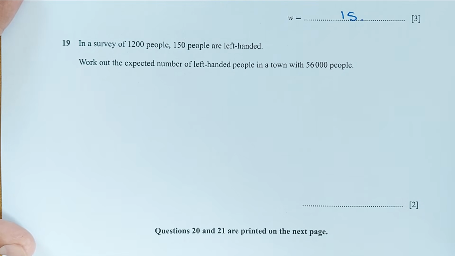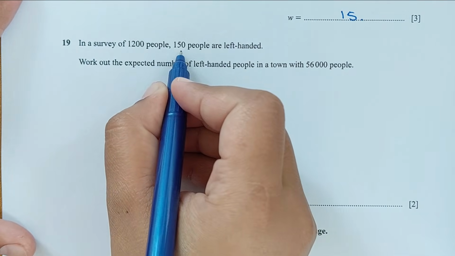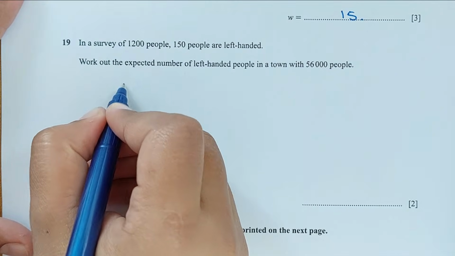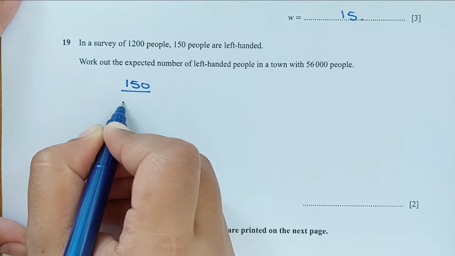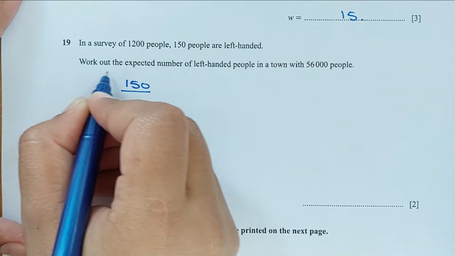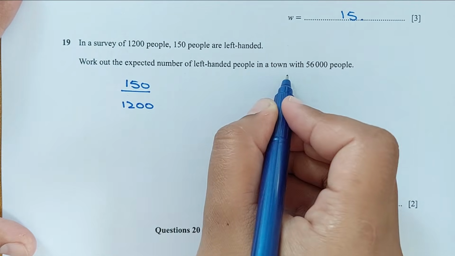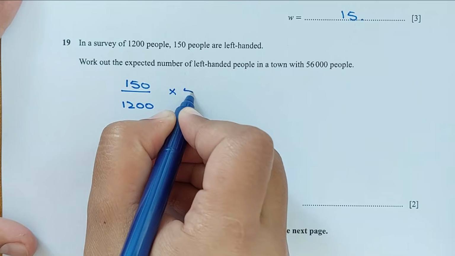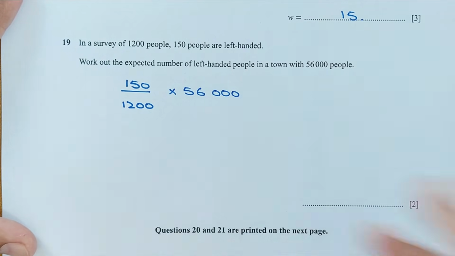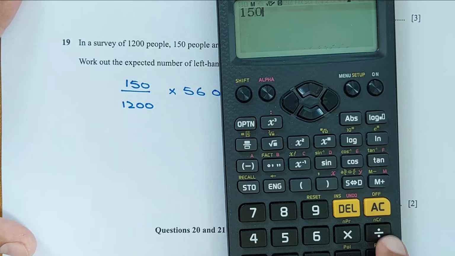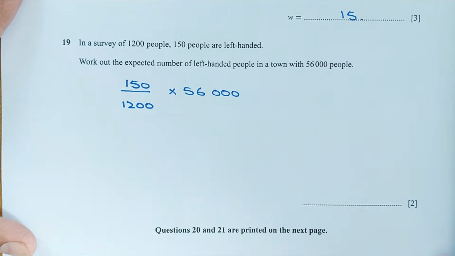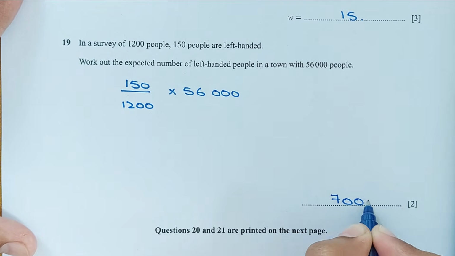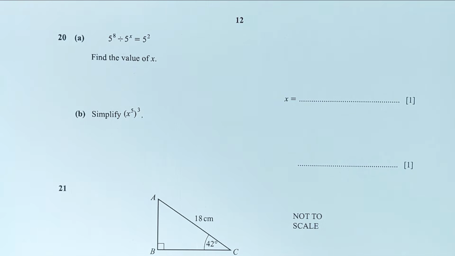Question number 19. In a survey of 1,200 people, 150 people are left-handed. Right, 150 are left-handed out of 1,200. Work out the expected number of left-handed people in a town with 56,000 people. So times by 56,000. All right, 150 divides 1,200 and times by 56,000. Which is 7,000 people are left-handed. Okay.